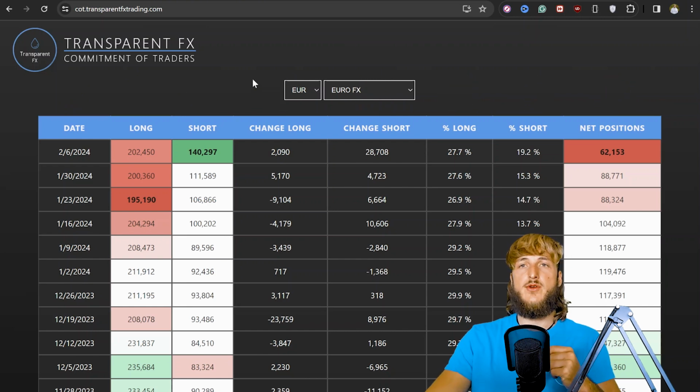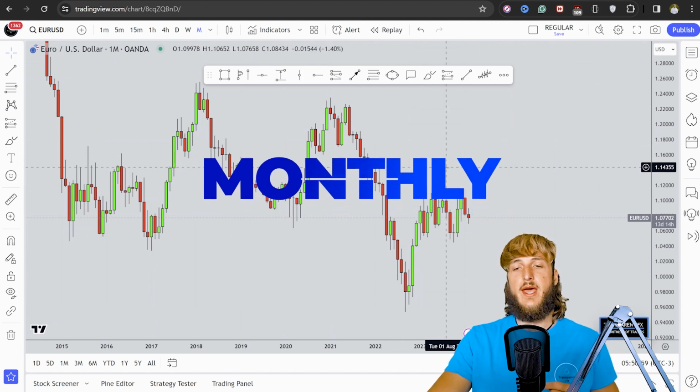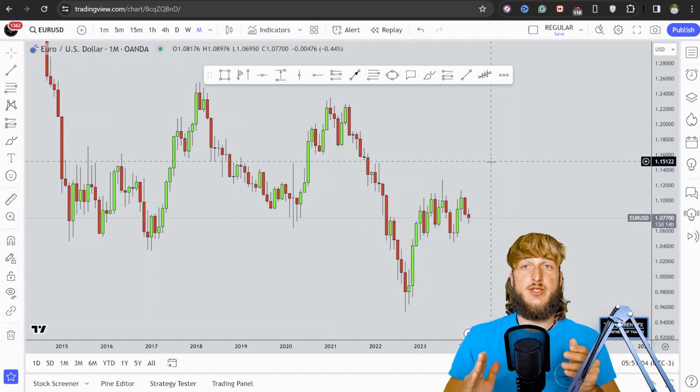And by the end of the video, by using a combination of these two different types of analysis, we will try to understand where we have the highest probabilities for the next potential move here for this pair. So this is definitely a video you do not want to miss.